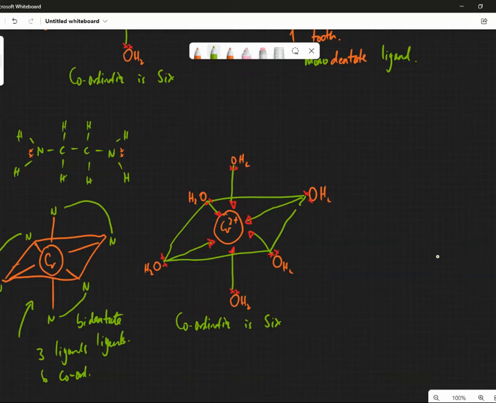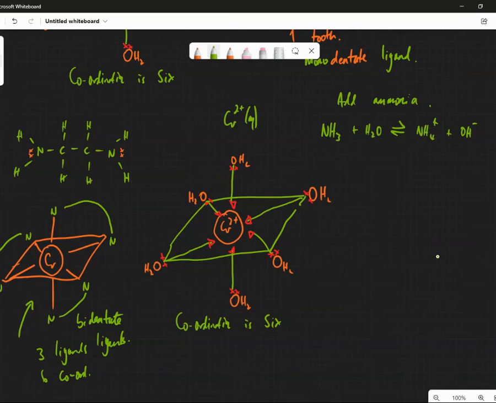Now, this is my copper ion. This is called Cu2+ aqueous. Now, when I add ammonia, you're thinking, well, you're adding ammonia. Well, believe it or not, I'm not adding ammonia. What I'm doing is this. When you dissolve ammonia in water, this equilibrium is set up: you get the ammonium ion and the OH minus ion.